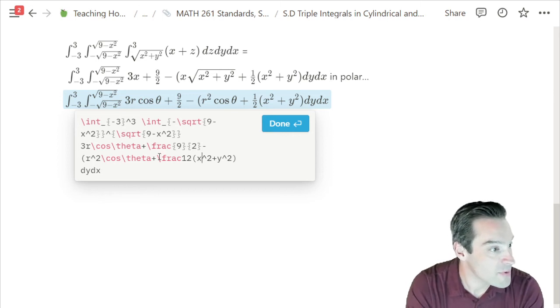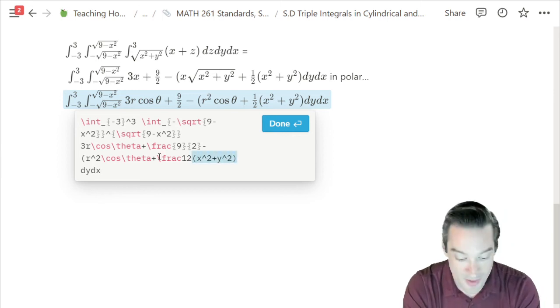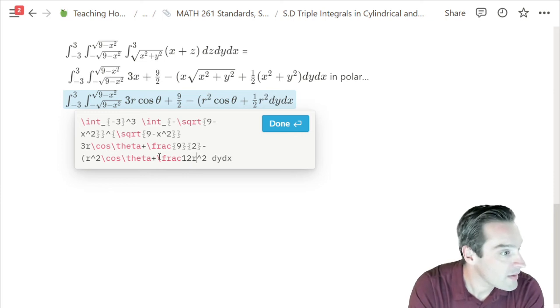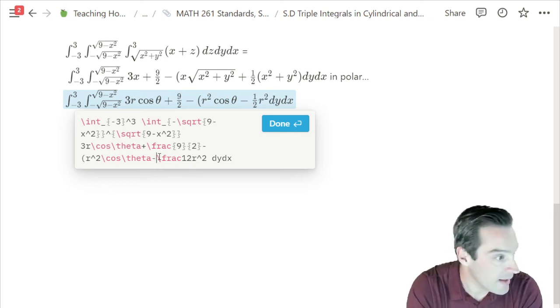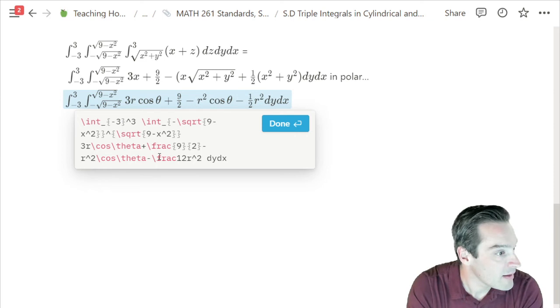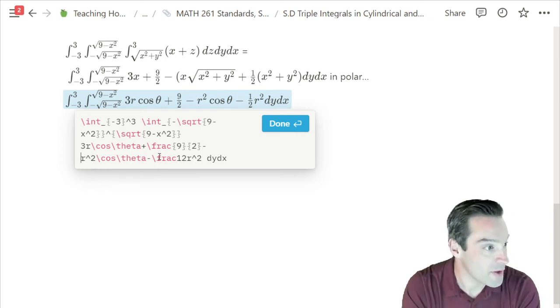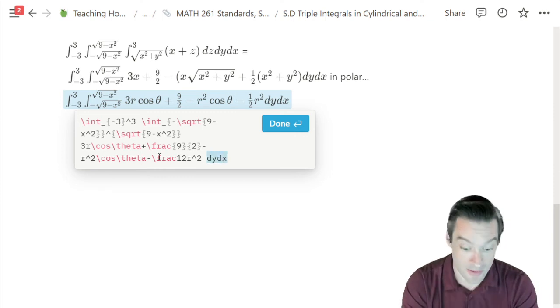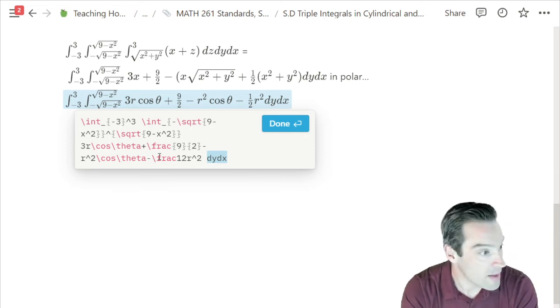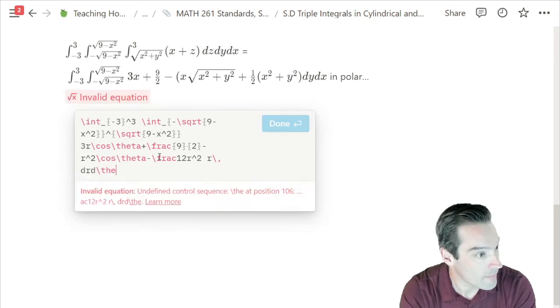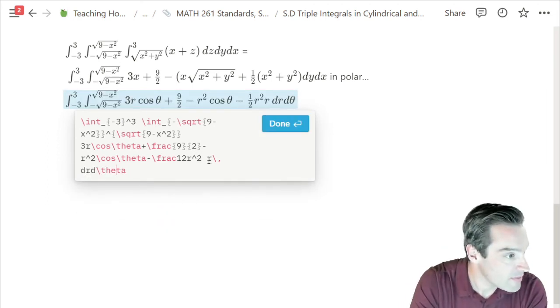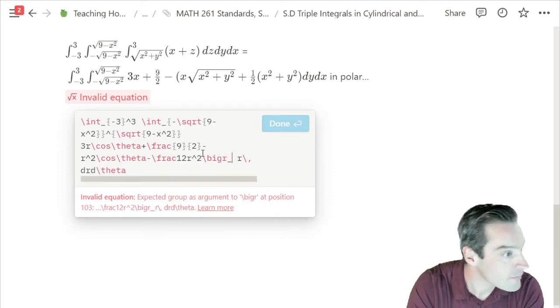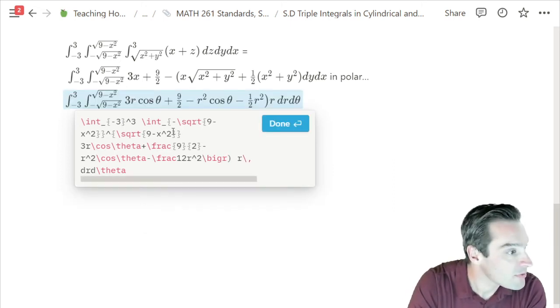And then the x squared plus y squared that I have here in parentheses, that's going to turn into an r squared. And so my new integrand, it still has a little bit of thetas floating around in there, but it's not too bad. And now I just need to change my dy dx. So my rectangular element of area becomes r times dr d theta. Let me make sure I get some parentheses around what matters here so that we don't lose anything in the shuffle.